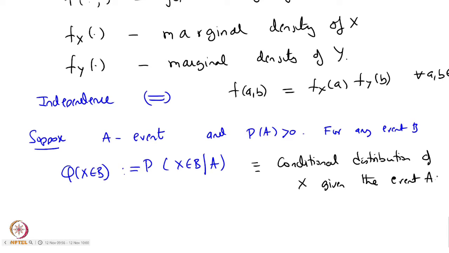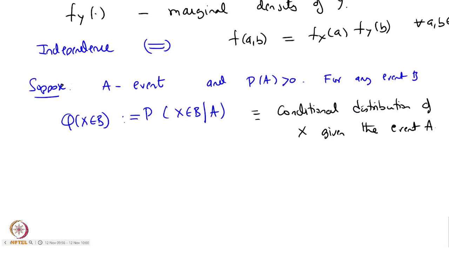Now this is true in this setting. Let's say I'm in the above setting: the joint density of X and Y is given by capital F, and I have these marginals F sub X and F sub Y. Now let's say I take an event A. Suppose in the above case the event A was the event Y equals B, for some B.